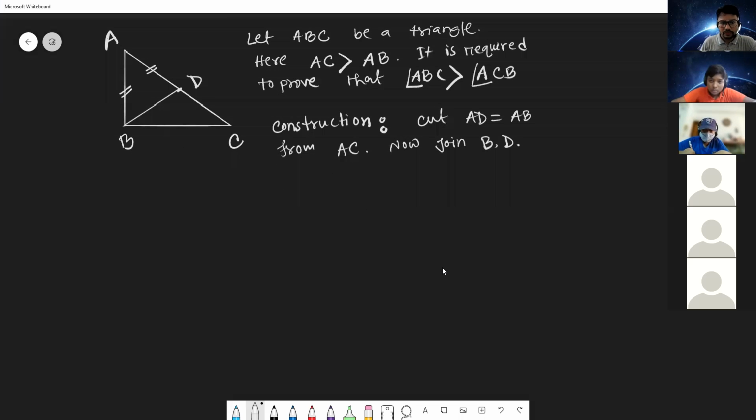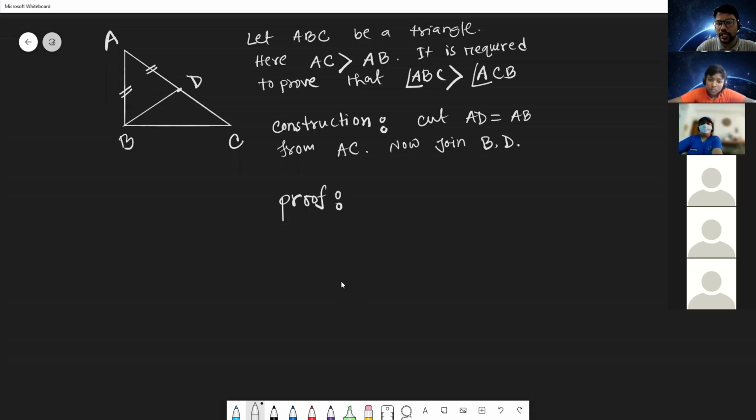Okay, now, right. Do you know ABD is an isosceles triangle? Why is it an isosceles triangle? Can anyone say why ABD is an isosceles triangle?